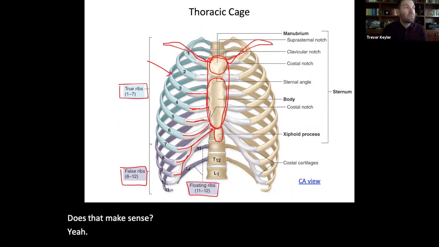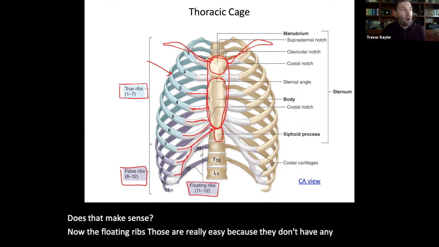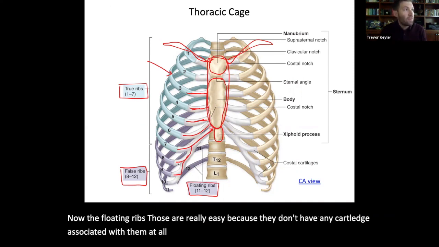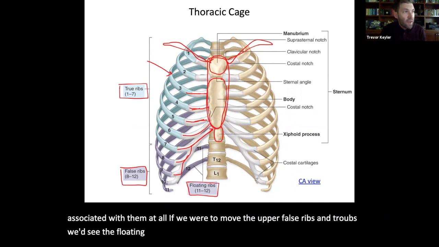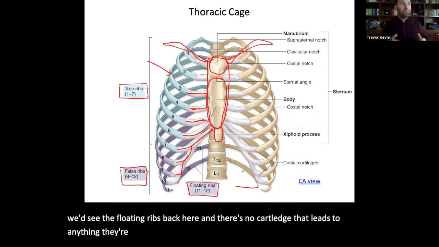Now the floating ribs, those are really easy because they don't have any cartilage associated with them at all. If we were to remove these upper false ribs and true ribs, we'd see the floating ribs back here, and there's no cartilage that leads to anything. They're just false and they project out. Okay.